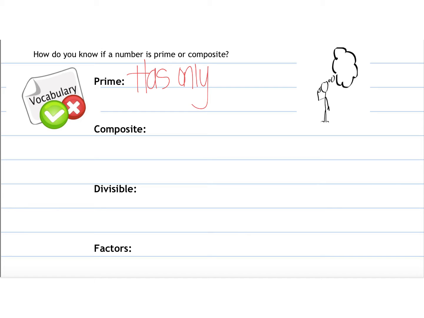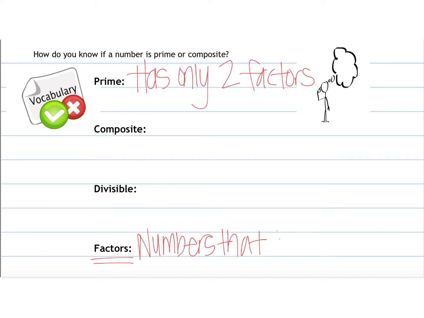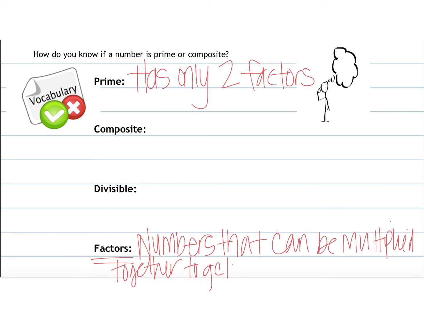So these are important vocabulary words that I would like you to write down with the definition. Has only two factors. Factors, I'll come back to the prime having only two factors. Factors are numbers that can be multiplied together to get a number.